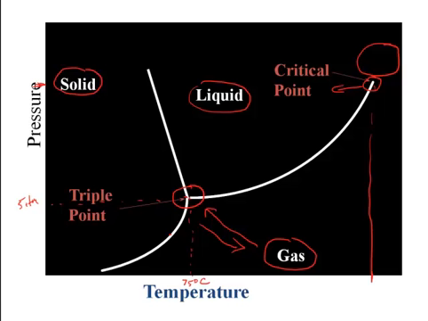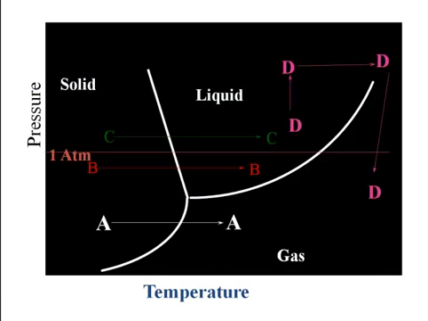Oftentimes in AP questions, they want to know where the triple point is. You're always going to look for that. You need to know it's where all three phases occur. A better answer is that it's the temperature and pressure at which all three phases occur. And then they ask you questions like, if we went from here to here, what would be happening to the state of matter? If we went from here to here, what would be happening to the state of matter? That's a common question that we see with these.